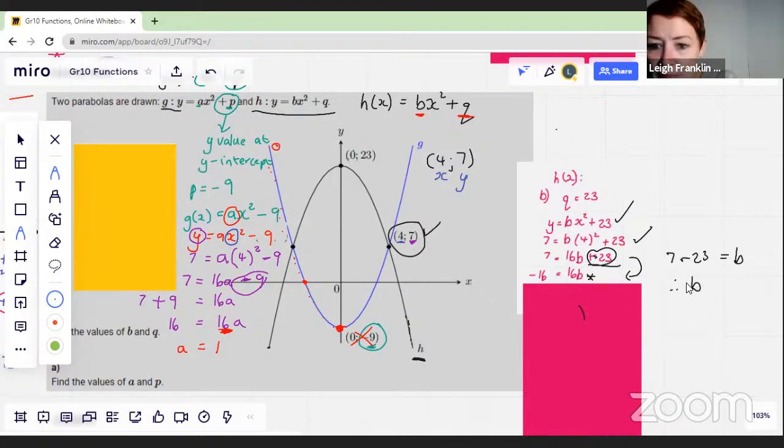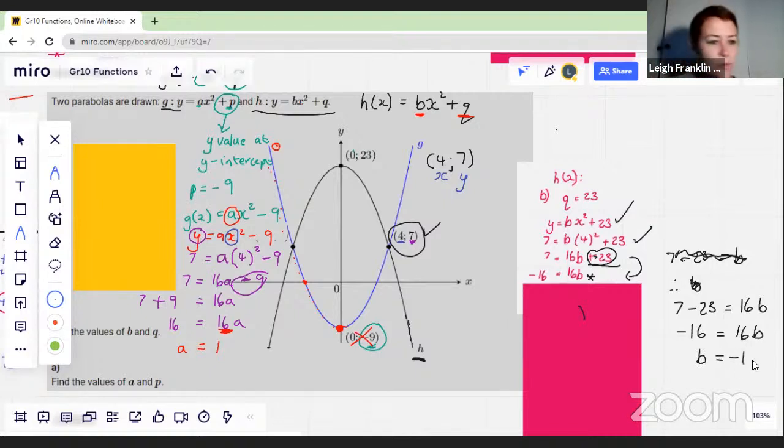Sorry, I'm talking nonsense here. So you would end up with 7 minus 23 is equal to 16B. Then you would end up with -16 on your calculator equals 16B. And then again, we've always got to divide by the number in front of the letter. So we're going to divide by +16, and -16 divided by +16 means that B will be equal to -1. Okay, as you all had told me. All right, so that was really, really well done.